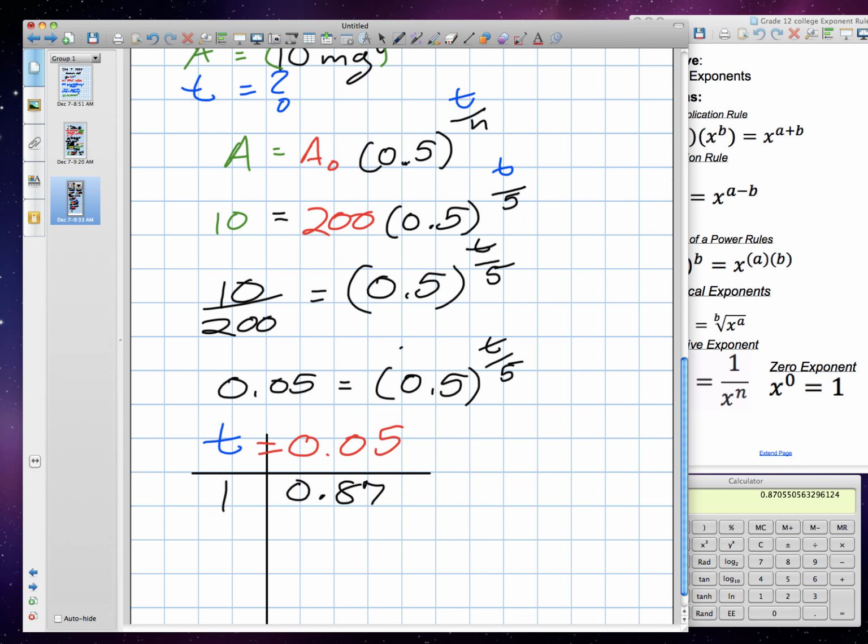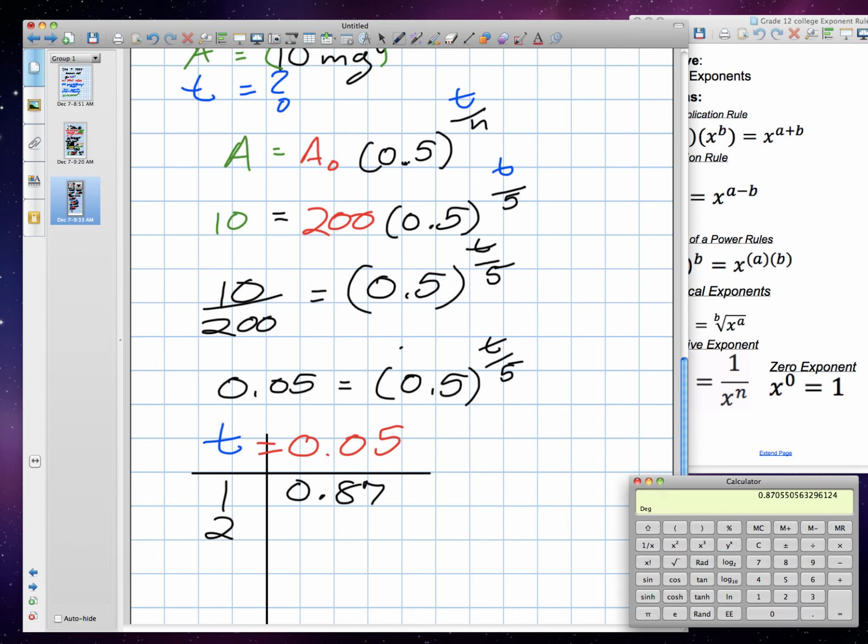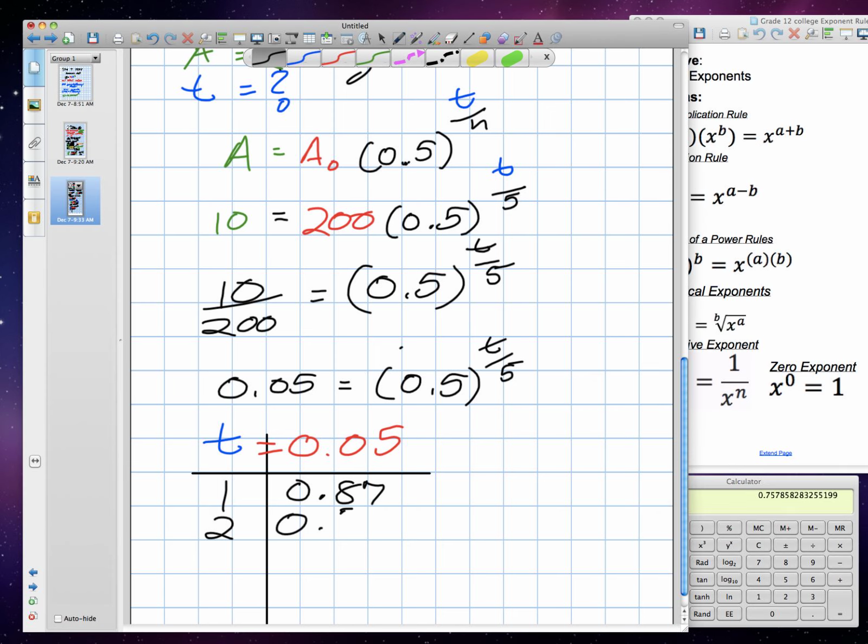Alright, so our next value, exact same idea. This time we start with the t value of 2. So we have 2 divided by 5, 0.4. So I'm going to put 0.5 to the power of 0.4, 0.75. Okay? So we're slowly getting closer and closer to this value. But we're still a ways off. So what I'm going to do in terms of time's sake is we're going to try to skip a few and see how far we get.